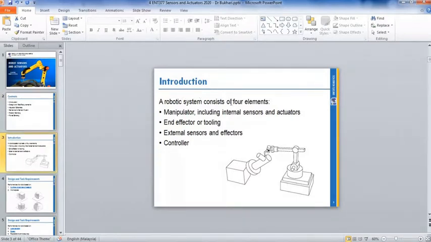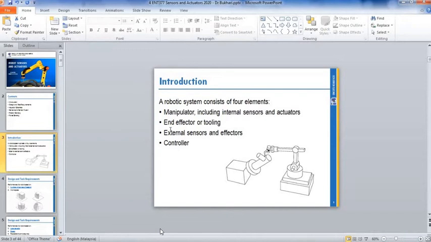Okay, a robot system consists of 4 elements, the first being the manipulator. So we focus on the robotic arm. The manipulator is a robotic arm, including internal sensors and actuators. Then the end effector or tool. An end effector is a gripper or welding tip, drill. So that one is the end effector or tooling. Then external sensors.